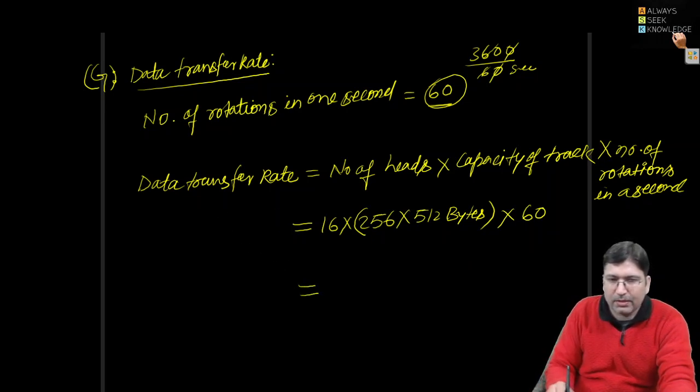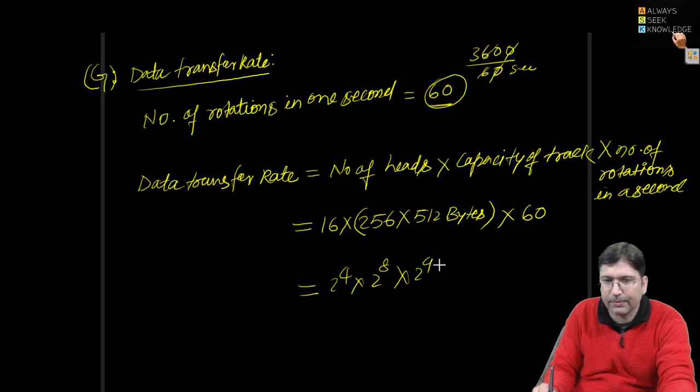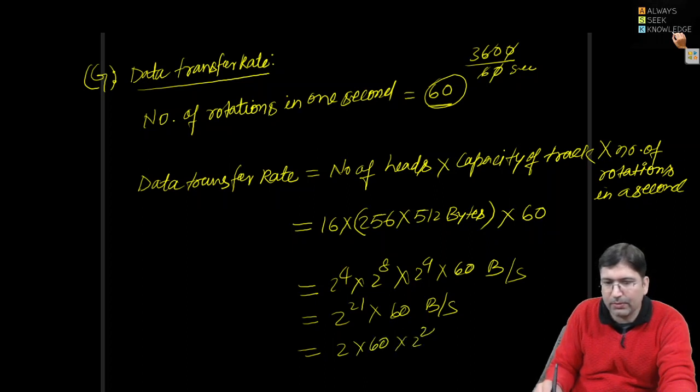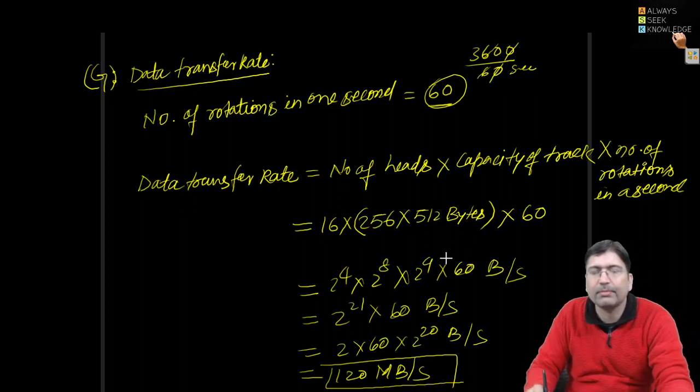So data transfer rate will come like this. If you find out, it is 2 to the power 4, 2 to the power 8, 2 to the power 9 into 60 bytes, and it will come per second. So 4 or 8, it will be 2 to the power 21 into 60 bytes per second. That means 2 to the power 20 is mega. So 2 into 60 into 2 to the power 20, if you write bytes per second, that means 120 megabytes per second will be the data transfer rate. Okay.